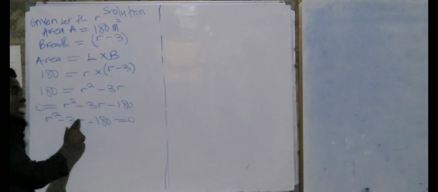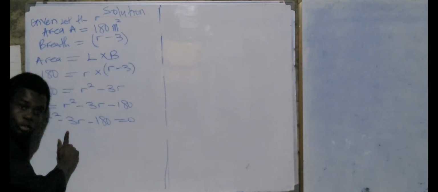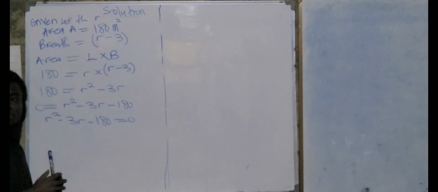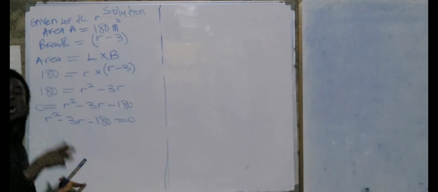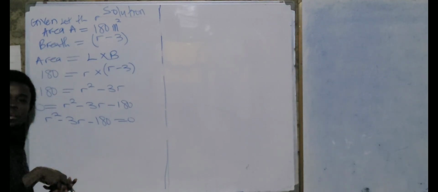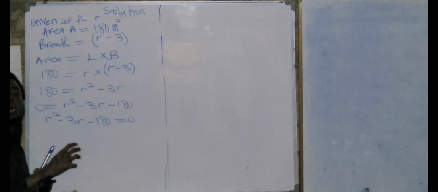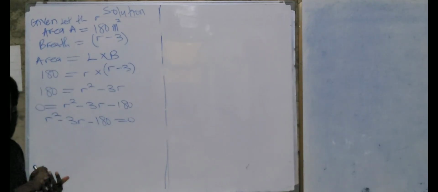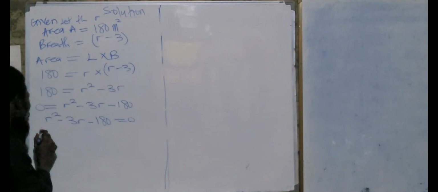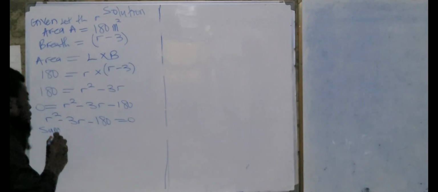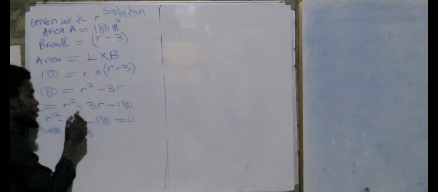So always, the one that has the power of 1 is called the sum. That means we are going to take the coefficient of that variable that has a power of 1 in a quadratic equation. So we say sum here is equal to negative 3.